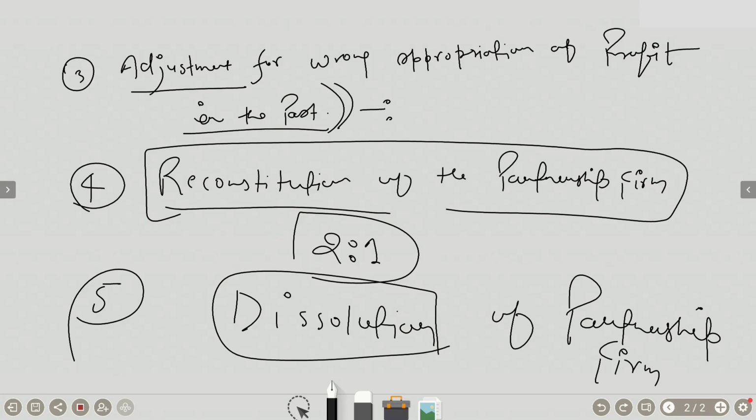Okay, so that's all about today's class. In the next class, we will start with the preparation of the capital account of a partner, or the maintenance of a partner's capital account. How the partners' capital account is going to be prepared in a form. Okay? Thank you.